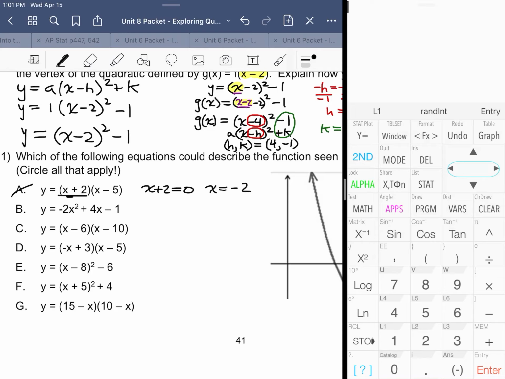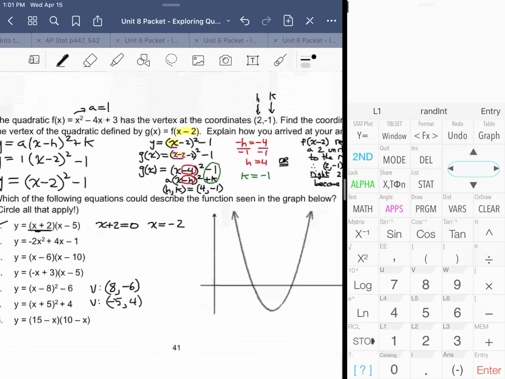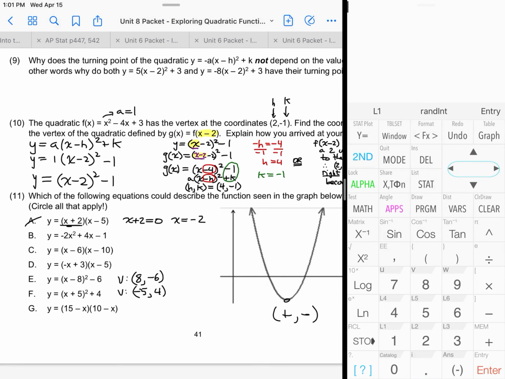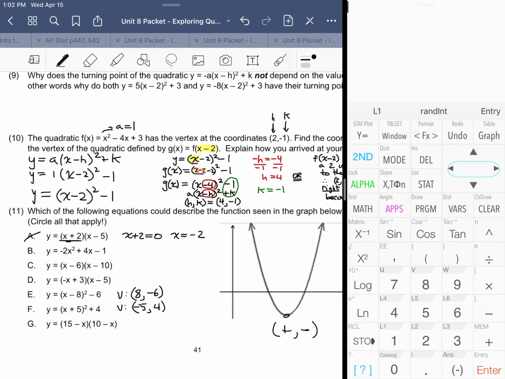Another thing I would be looking at is the vertex. In the case of E and F, they're already written in vertex form. So the vertex here would be 8, -6. The vertex in F would be -5, 4. That would put that vertex somewhere in the second quadrant. This vertex here is some positive number followed by some negative number. We don't know what it is, but we do know that it wouldn't end up being -5, 4. So we can toss that as a possibility.